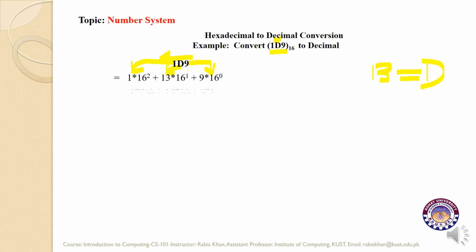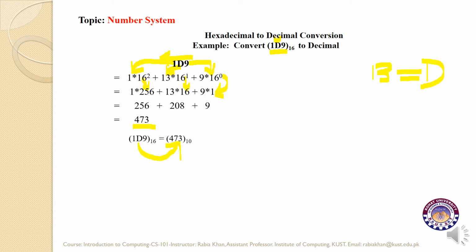After simplifying the powers, this is the answer. 16 raised to power 0 is actually 1. 16 raised to power 1 is equal to 16, and 16 raised to power 2 is equal to 256. After multiplication, the result is this, and we add up the products. The end result is 473. This 473 is our decimal number. So how do you write the answer? Collectively, 1D9 in base 16 is equal to 473 in base 10.